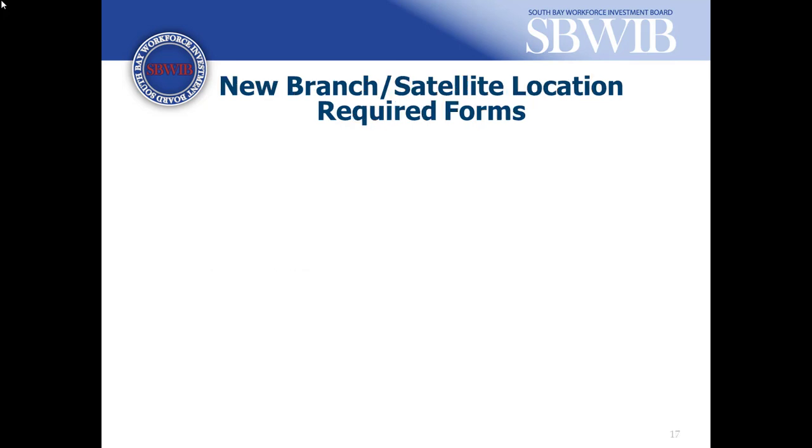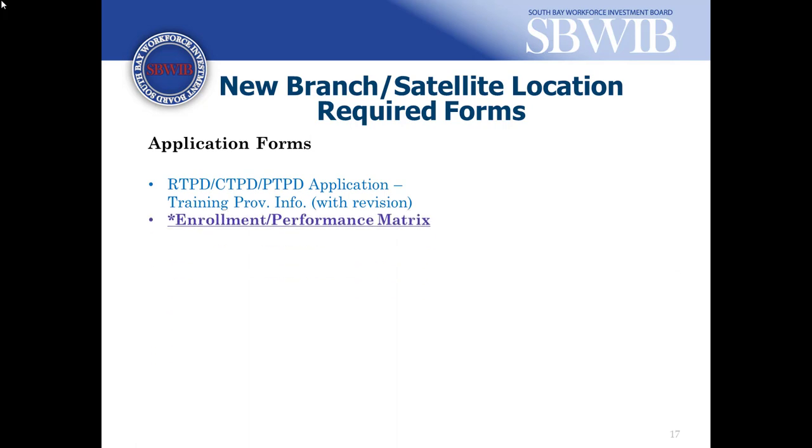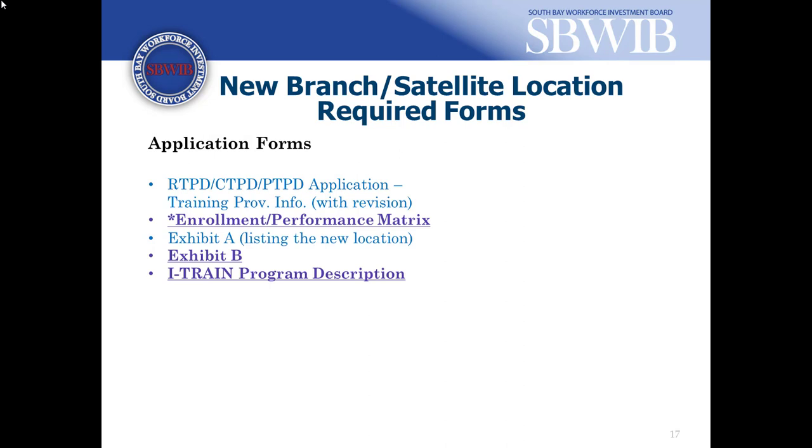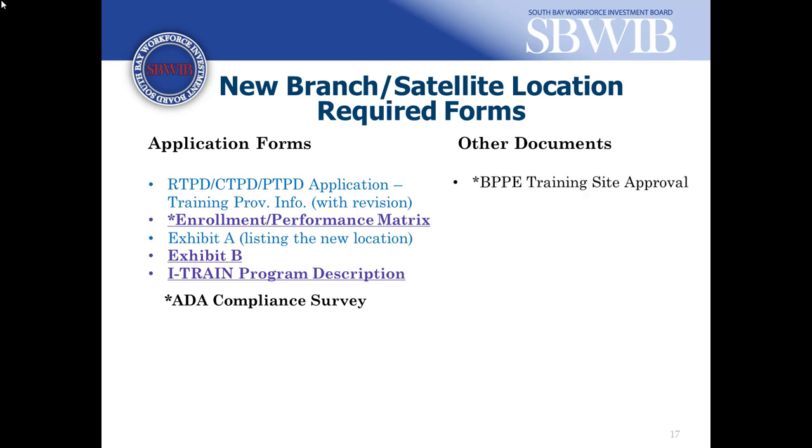If your organization would like to add a branch or satellite location, this is what is needed. Here are the forms that are part of your application that you will need to submit to us with new revisions. It is important that you keep the original application handy because as you make changes down the line, it will facilitate filling out these forms. Also, the ADA compliance survey is not part of the application, but will be given prior to the pre-award site visit to complete. Here are other documents required.